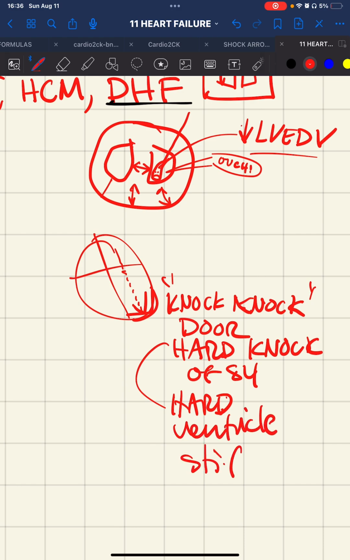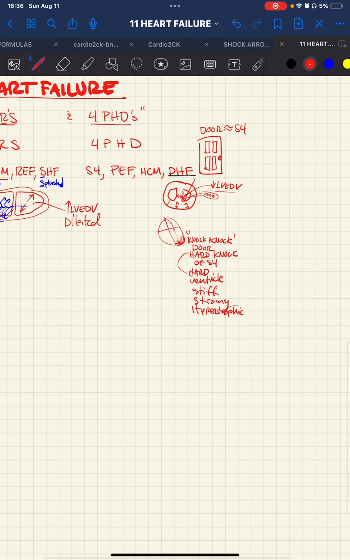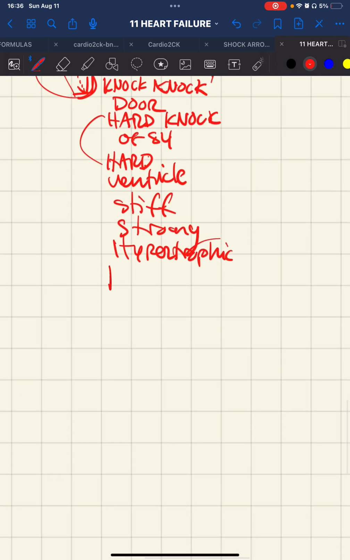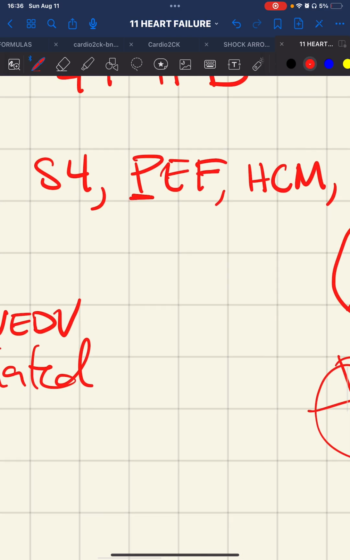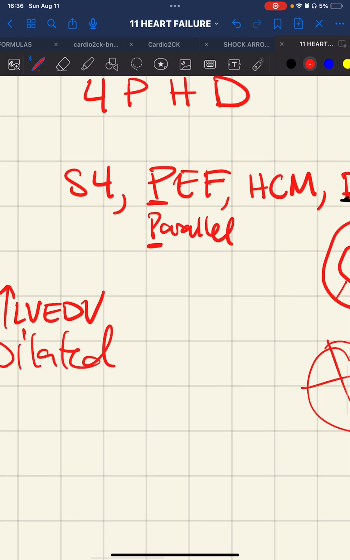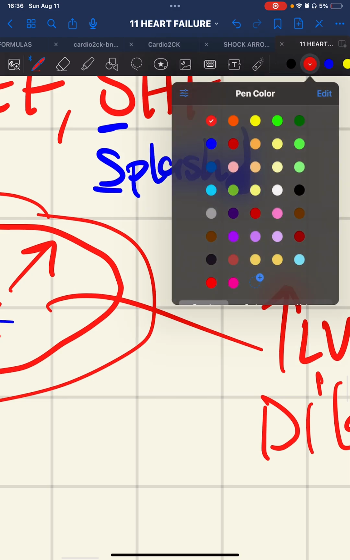Stiff, strong, hypertrophic. Right? These are added in parallel rather than in series. And you can also remember that here, parallel. Whereas this one is S for series.